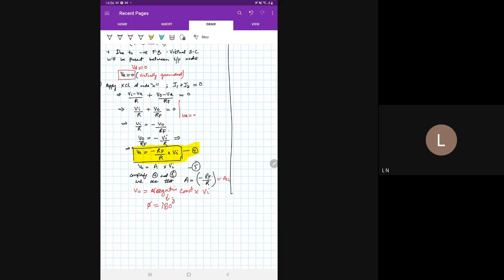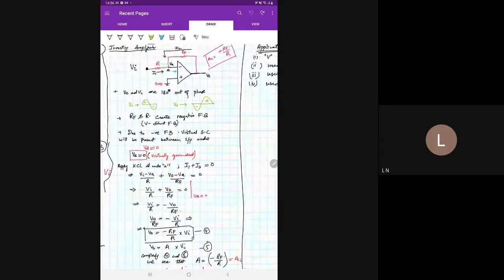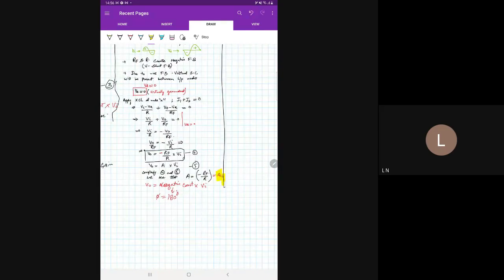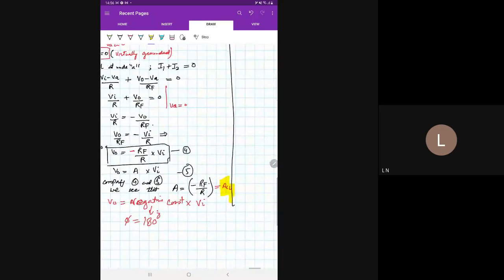Say, for example, this is equation 4. We know the general equation for an amplifier is V output is equal to gain times V input. Say that is equation 5. If we compare 4 and 5, we will find the gain of this circuit is equal to minus RF by R. And since you have negative feedback here in the inverting amplifier also, the gain will be the closed loop gain.